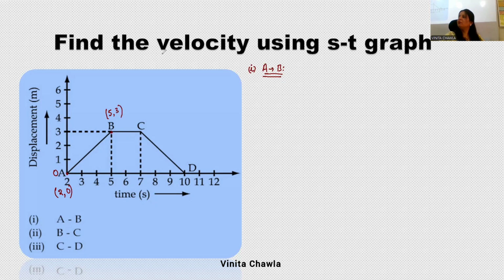How do we find velocity from a displacement time graph? Yes, we take the slope. So velocity from A to B, we'll take the slope. Okay. So slope of AB.